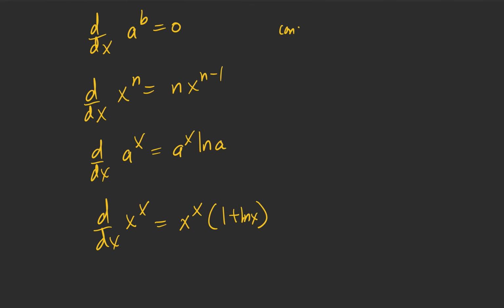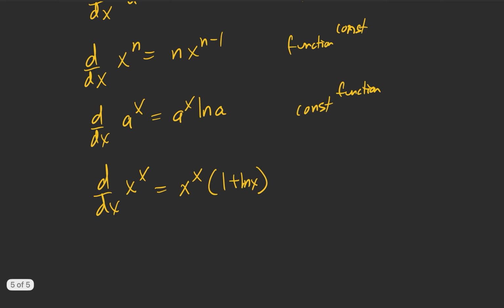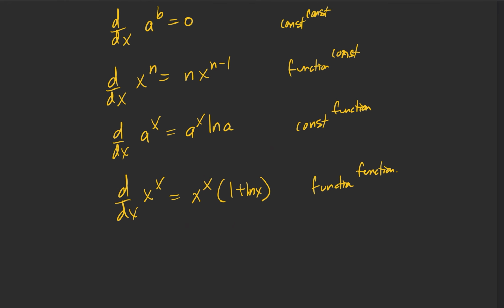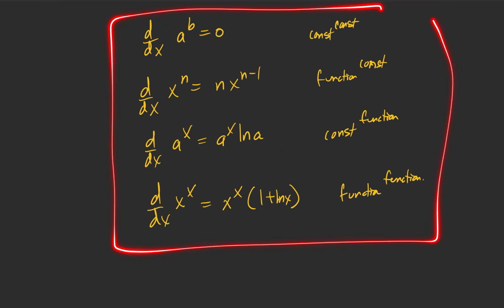So this is a constant to a constant. It's 0. If you have a function to a constant, it's the power rule. If you have a constant to a function, that's this a to the x type thing. And then if you have a function to a function, you do not have to memorize this rule, but we just know it's log differentiation. So you should be able to see the difference between these.